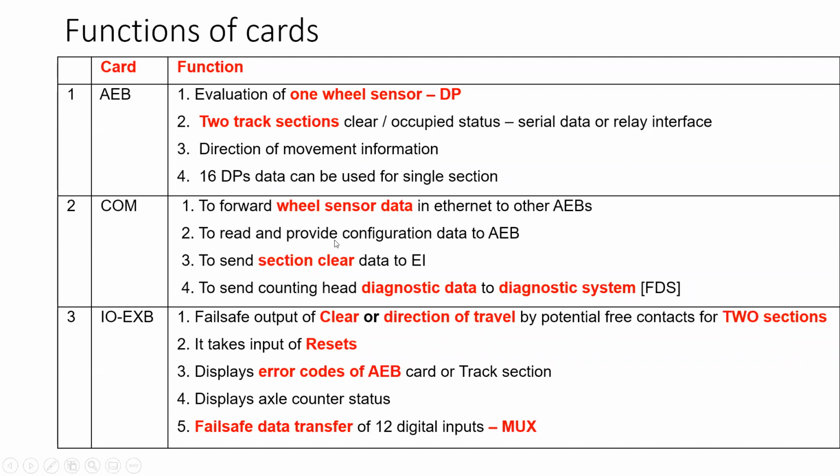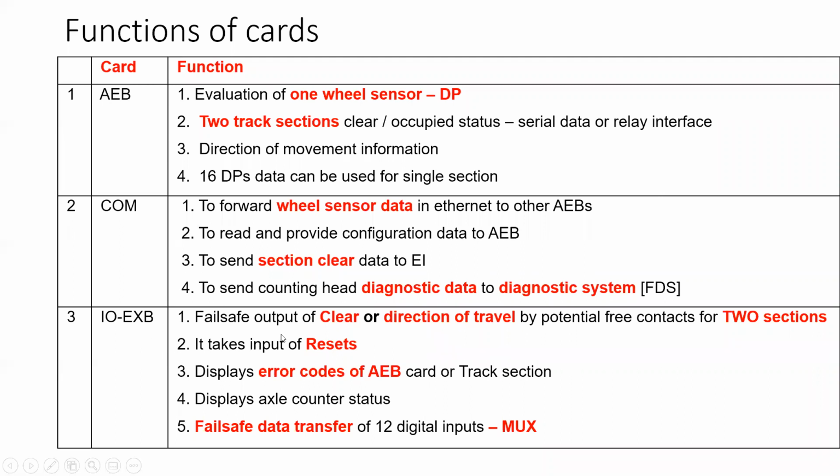It reads and provides the configuration data to the AEB, because the configuration, that is the logics, are to be planned. These logics are entered through the COM card. The PC is connected to the COM card, and then it pushes the data to the AEB. Just as we discussed, the section clear data it can send to EI. And then it gets the diagnostic data from the AEBs and EXBs and its own diagnostic data, all the three, and it pushes them to the hardware called FDS, Frauscher's diagnostic system.